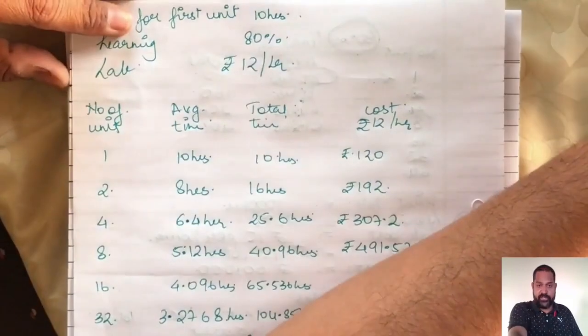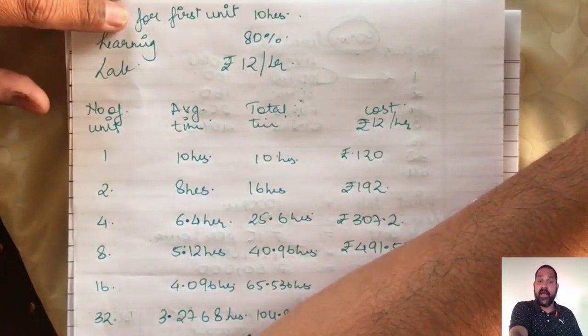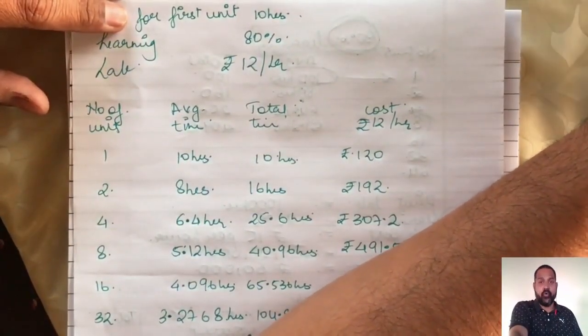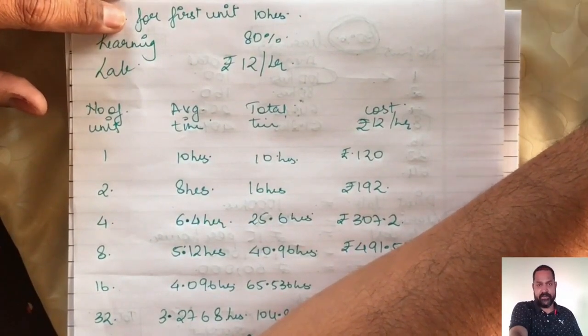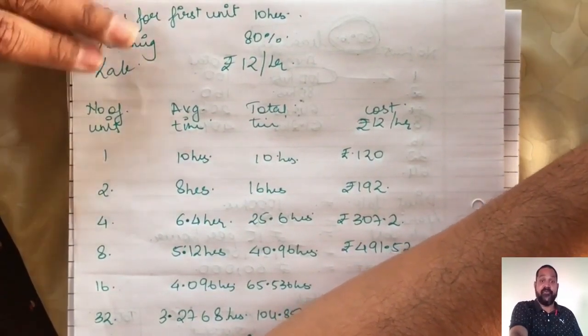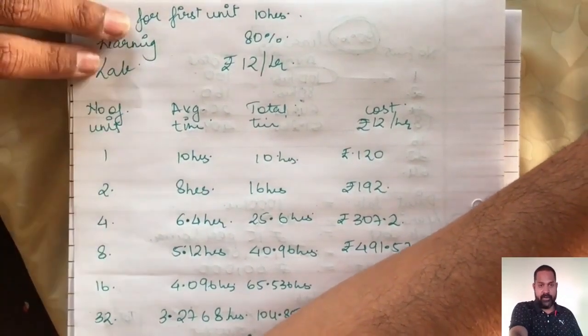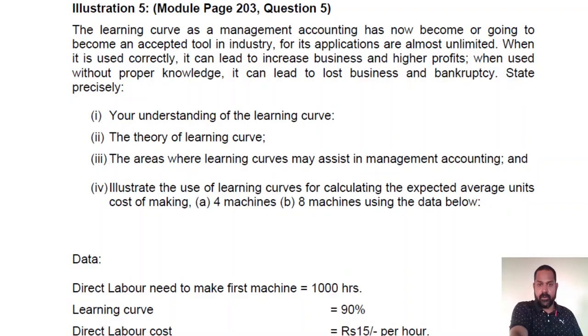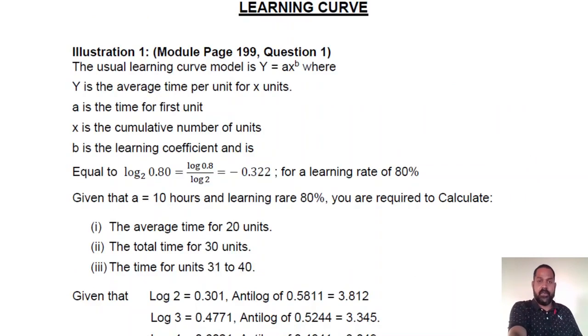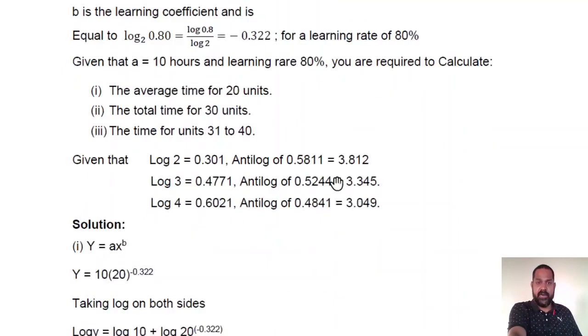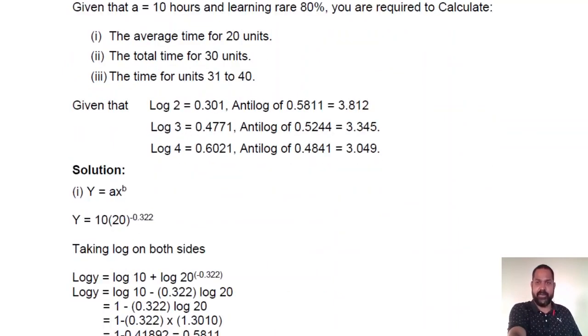I want to now come to questions where we are going to have to do a slightly different kind of question, and that is the first question in your material. What is the question? In your module it is page 199, question number 1. The question says that the usual learning curve model is ax raised to b, where okay, I don't know what this is. Let me directly come to the question and read that only.